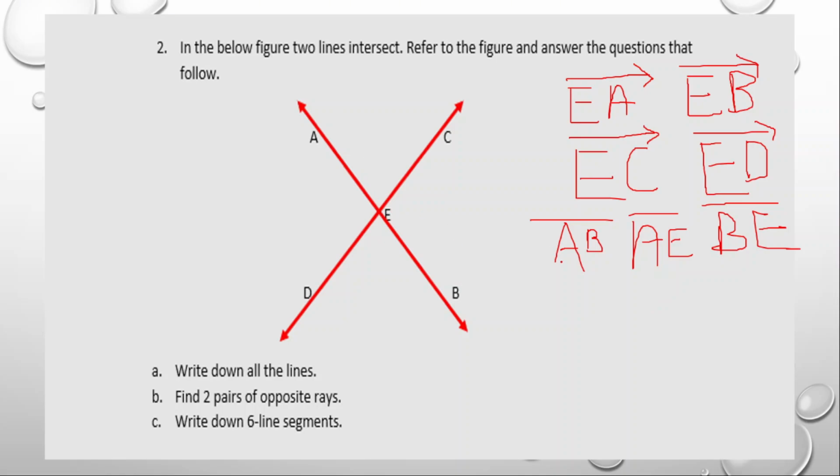So the next one will be CD. Right? It will be EC or CE. CE. And what do we have? CD, EC, and GE. 6 of them.